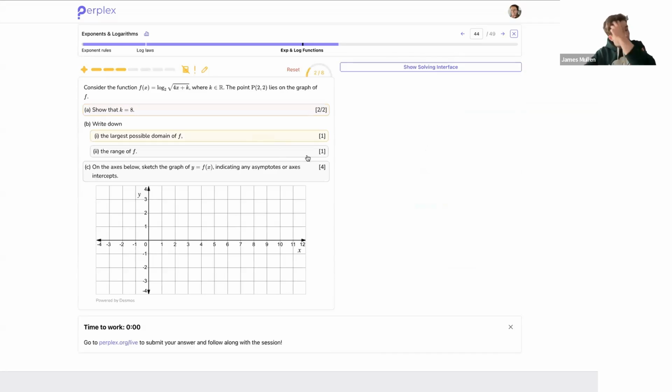Now, we're trying to write down the largest possible domain of f, okay? So remember, when I have a log function, the inside of the log can't be negative, but in this case, that's not really a problem because a square root can never give a negative number. But it does mean that the square root has to be defined and positive. So 4x plus k, in this case plus 8, is greater than 0. And it's not greater than or equal to 0 because if I put 0 into the log, it's going to break. So it's not just that the square root can't be negative, but also can't be 0.